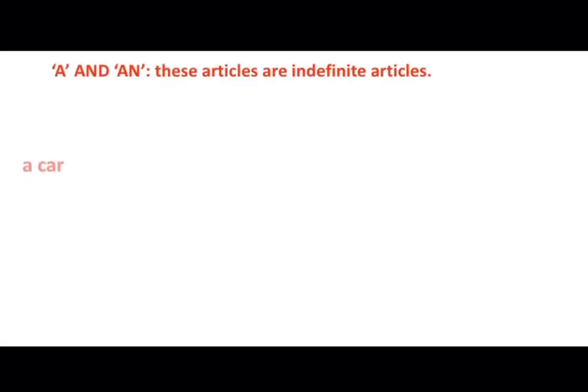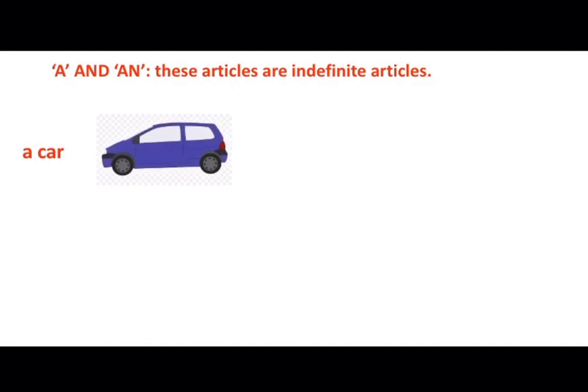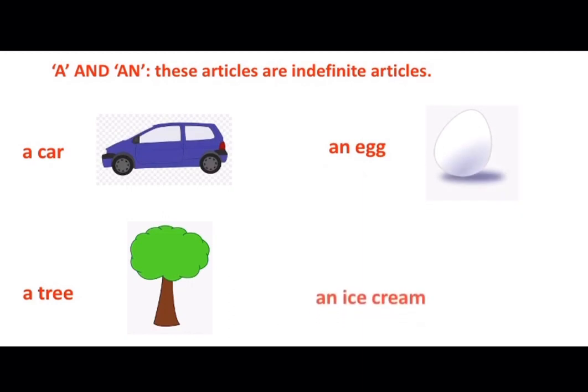Let us look at some more examples of these two articles. A car, a tree, an egg, an ice cream.